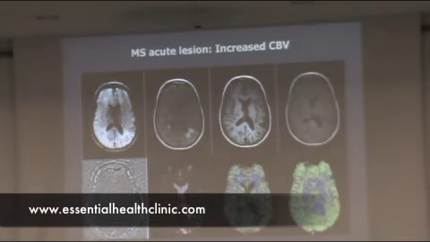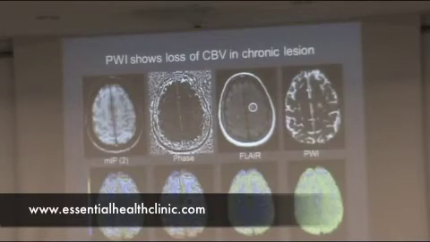Now, you can also use MR perfusion to study what happens in acute lesions, and it's well known that in acute lesions, CBV goes up. So the body's first response when something like this happens is to increase the local blood flow. And although it may be hard to see, this little red circle that's here is also here, and the green here means increased blood flow. So that's what happens on an acute lesion.